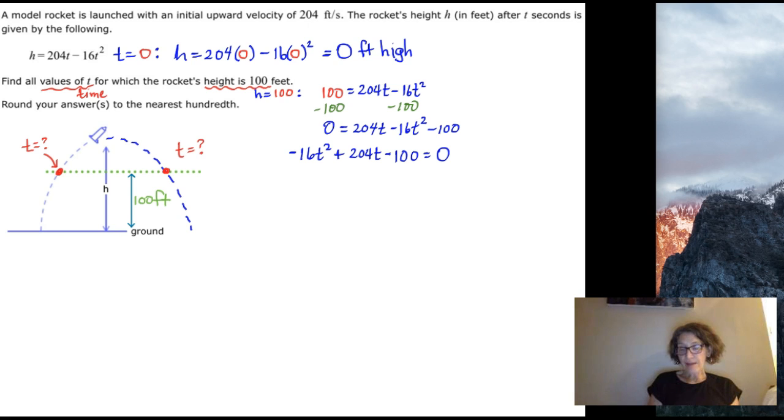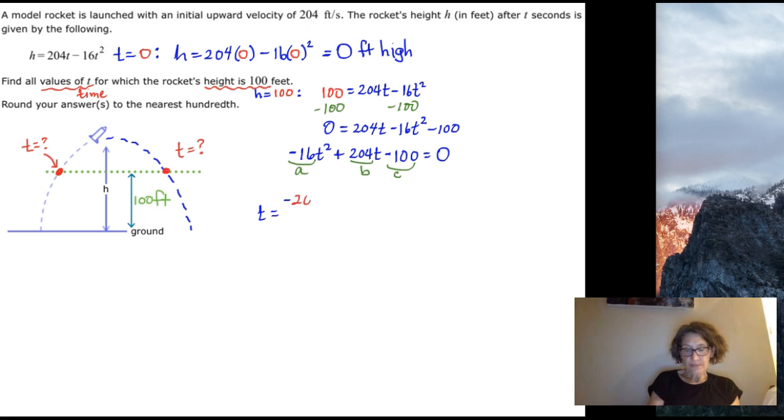And now I look at that. I can't factor it quickly, and it might not be factorable at all. So I'm just going to go straight for the quadratic formula. A is negative 16, B is 204, and C is negative 100. So let's plug those into the quadratic formula.